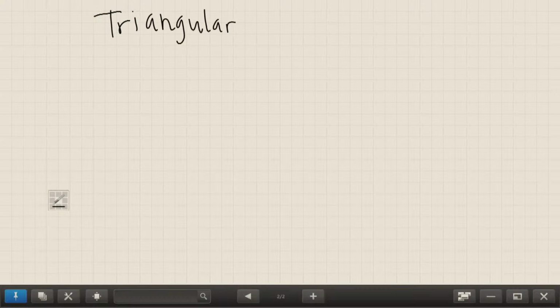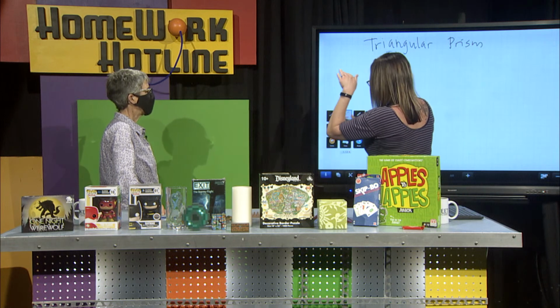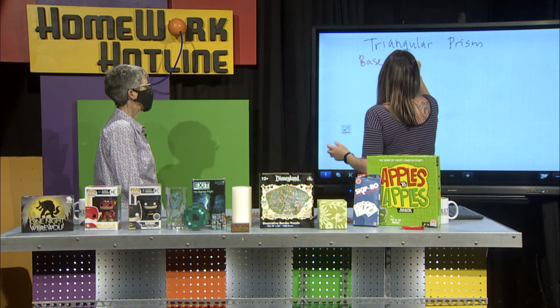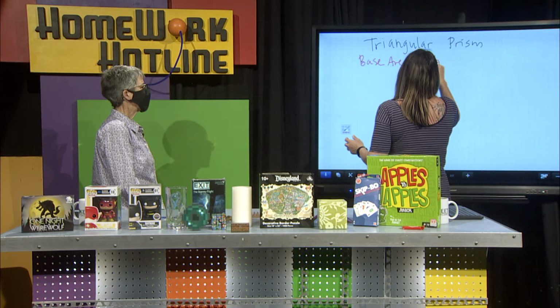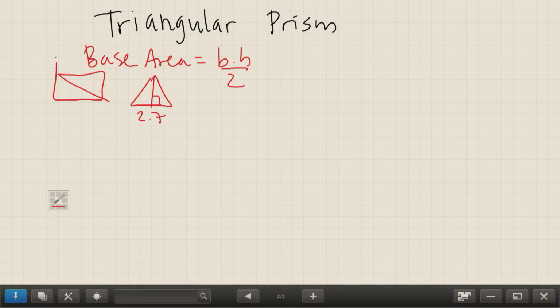Triangular prism, because we're naming it by the triangle, the congruent parallel bases. The base area for a triangle is base times height divided by 2. All triangles are half of rectangles. If you drew this, the triangle's half, no matter if it's like this or like this. So our base was 2.7, and our height is 2.3. So it's 2.7 times 2.3 divided by 2. That's going to be our base area.